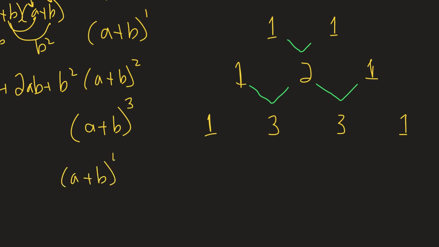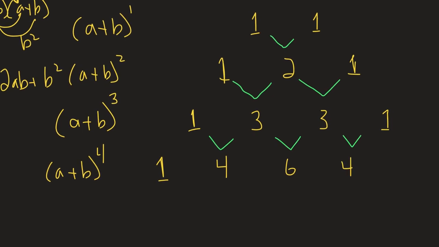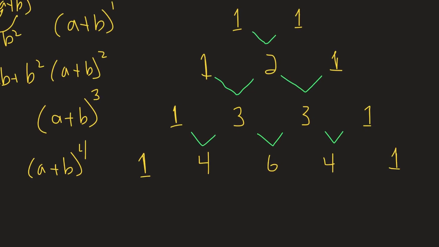Remember, these are only the coefficients. So my first term is always a 1. And then 1 plus 3 is 4. And 3 plus 3 is 6. And 3 plus 1 is 4. And then, of course, it always ends with a 1. So we can continue on this pattern filling out every single coefficient.